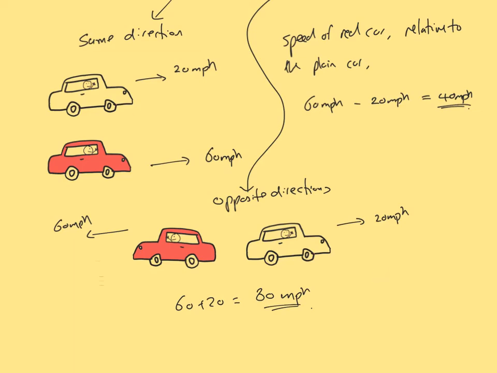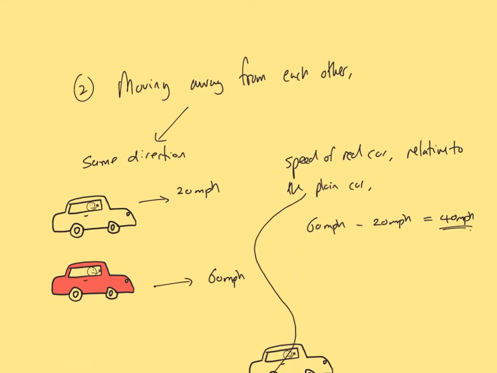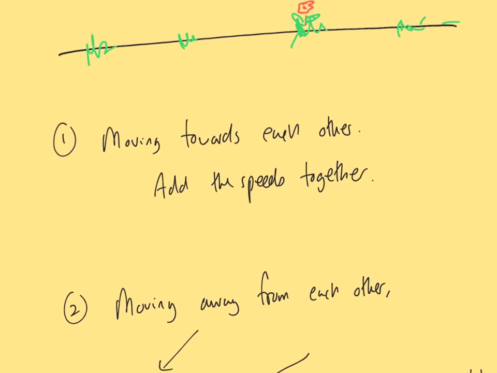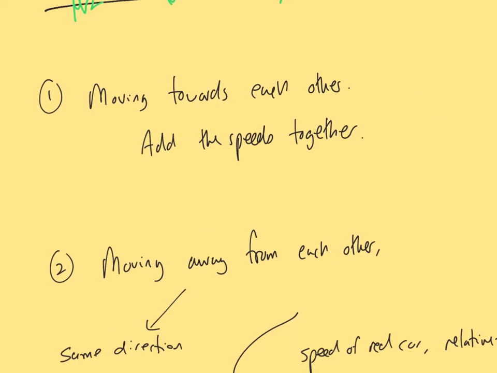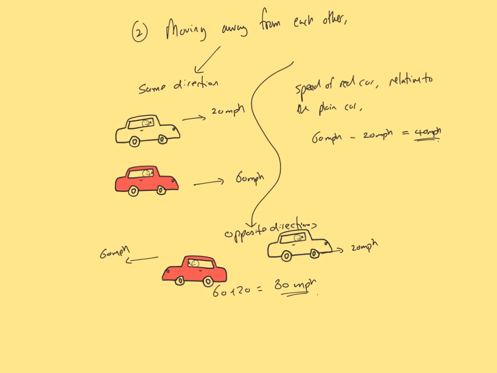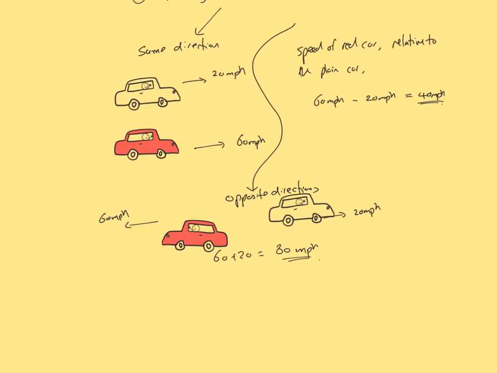So quite complicated, but let's just recap the main things. If two vehicles are moving towards each other, add the speeds together. If they're going in the same direction, then you take the faster speed minus the slower speed, and that will give you the difference between them. But if they're travelling in opposite directions, then it's like the opposite of them coming together. So again, you add the speeds together, but this time this is the speed they're getting away from each other, not coming towards each other.